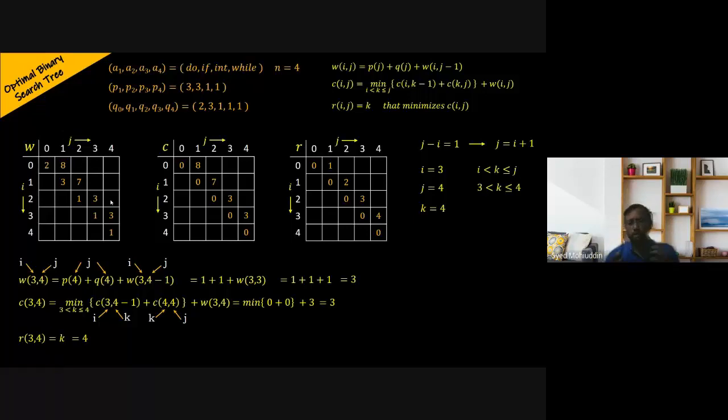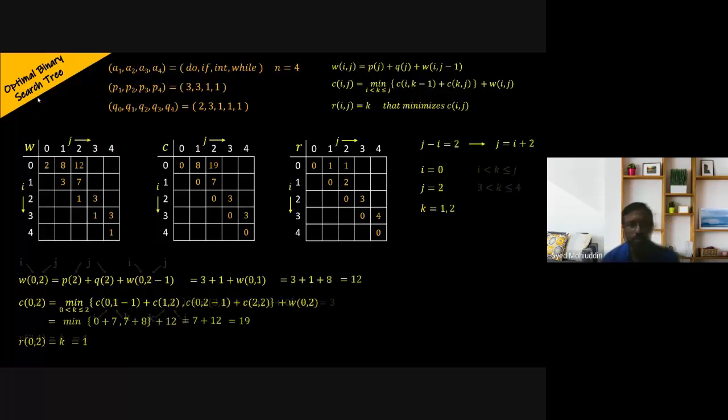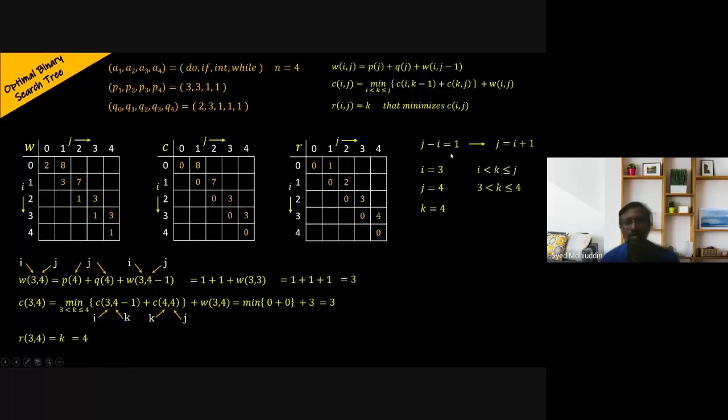Among 3 nodes, which node can become the root? Then we consider 4 nodes. Among those 4 nodes, which one should be the root node? And once we find the 4th one, that is the cell at the top right corner, that will give us the optimal binary search tree, because we will have 4 nodes. Among those 4 nodes, one will be the root node, and then we can trace it back and find the left child or right child. So this was for taking 1 node and constructing the tree.